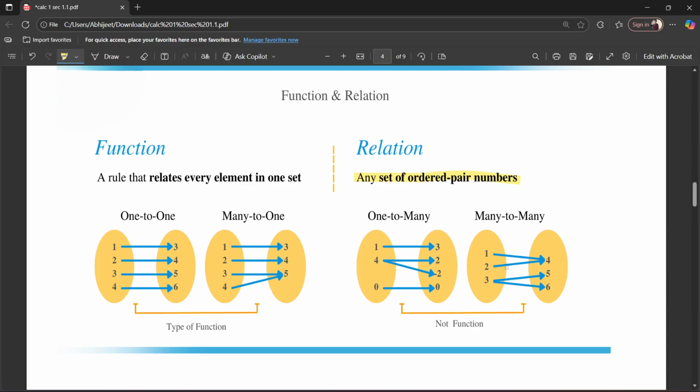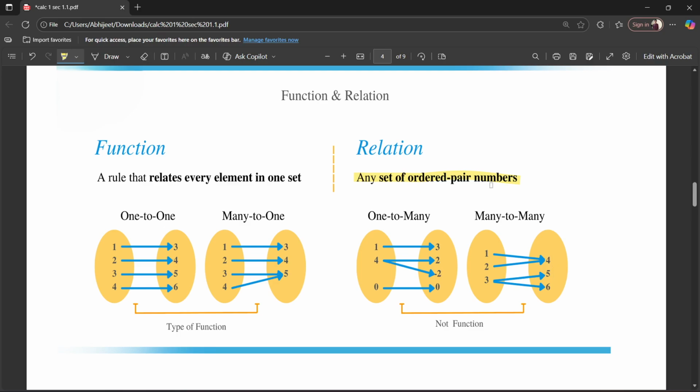And look at this. 1 and 2 are mapped to 4, and 3 is mapped to 5 and 6, meaning one element is mapped to more than one element. So one to many is happening, and also many elements are being mapped to one. So many to one is also happening. This thing is called many to many.